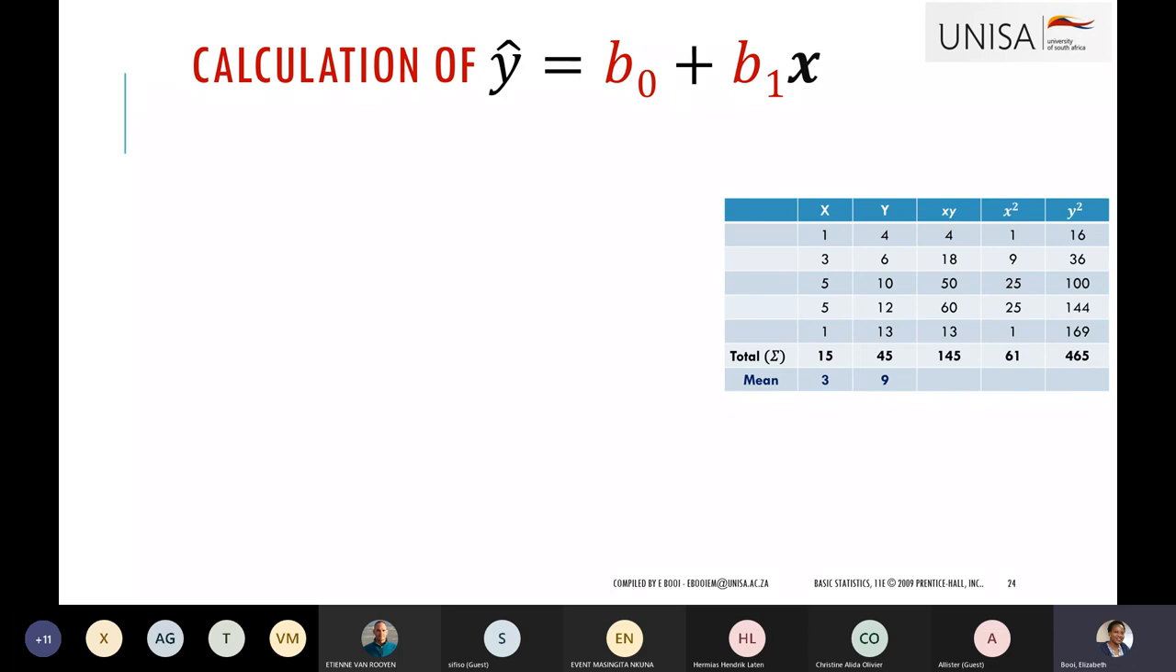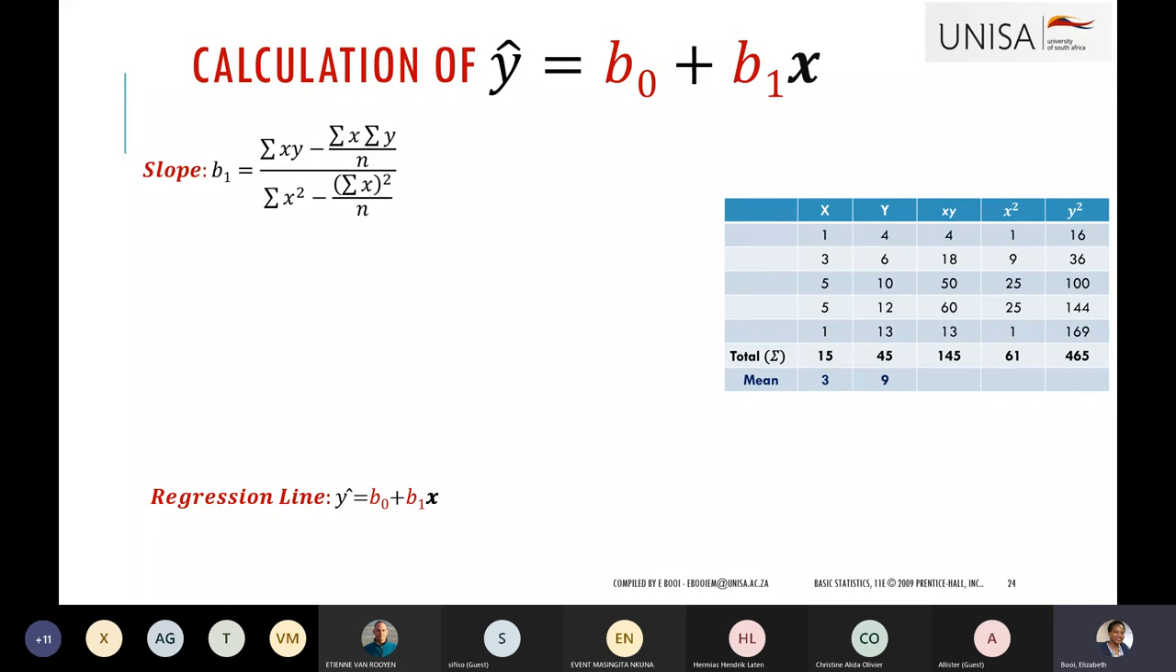In order for us to find the regression line, remember our table? I've calculated separately on the side all the values that I need. So how do we calculate B0 and B1? Working it backwards, the first thing we need to calculate is B1, because in order to calculate B0, we need B1. This is the formula to calculate B1: the sum of X times Y minus the sum of X times the sum of Y divided by N, divided by the sum of squares of X, which is the summation of X squared minus the summation of X times the summation of X divided by N.